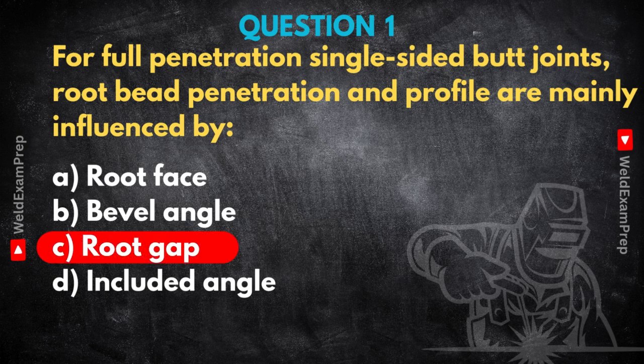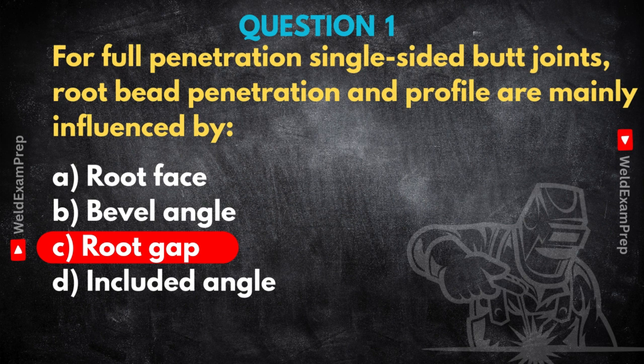The root gap. Yeah, the root gap is absolutely paramount. It's crucial for both getting the penetration you need and forming the right profile on those single-sided joints. Why is it so critical compared to the others? Think of it like this. You're setting up a channel, almost like a funnel, for your arc and your filler metal. An optimal root gap gives you the right access. It lets the arc melt fully through the joint thickness, giving you that complete root fusion. And just as importantly, it provides just enough space for the molten metal to form a nice, consistent bead shape underneath, the root profile.